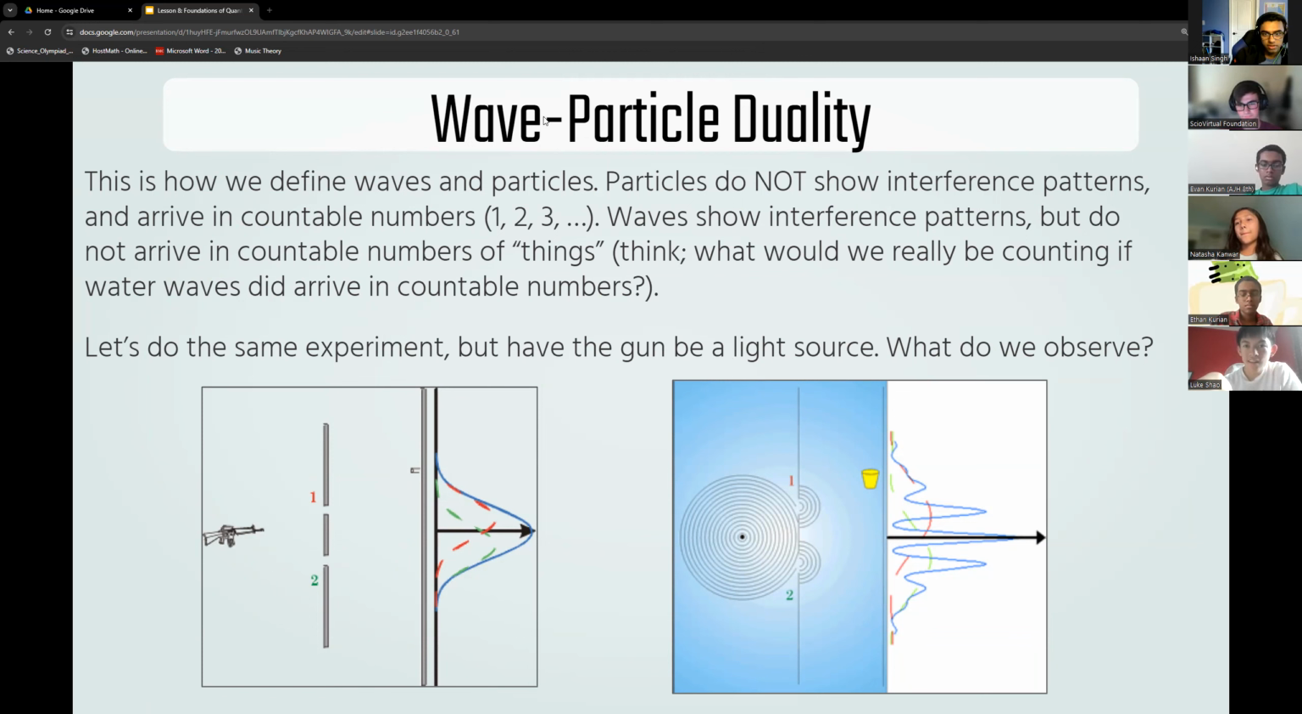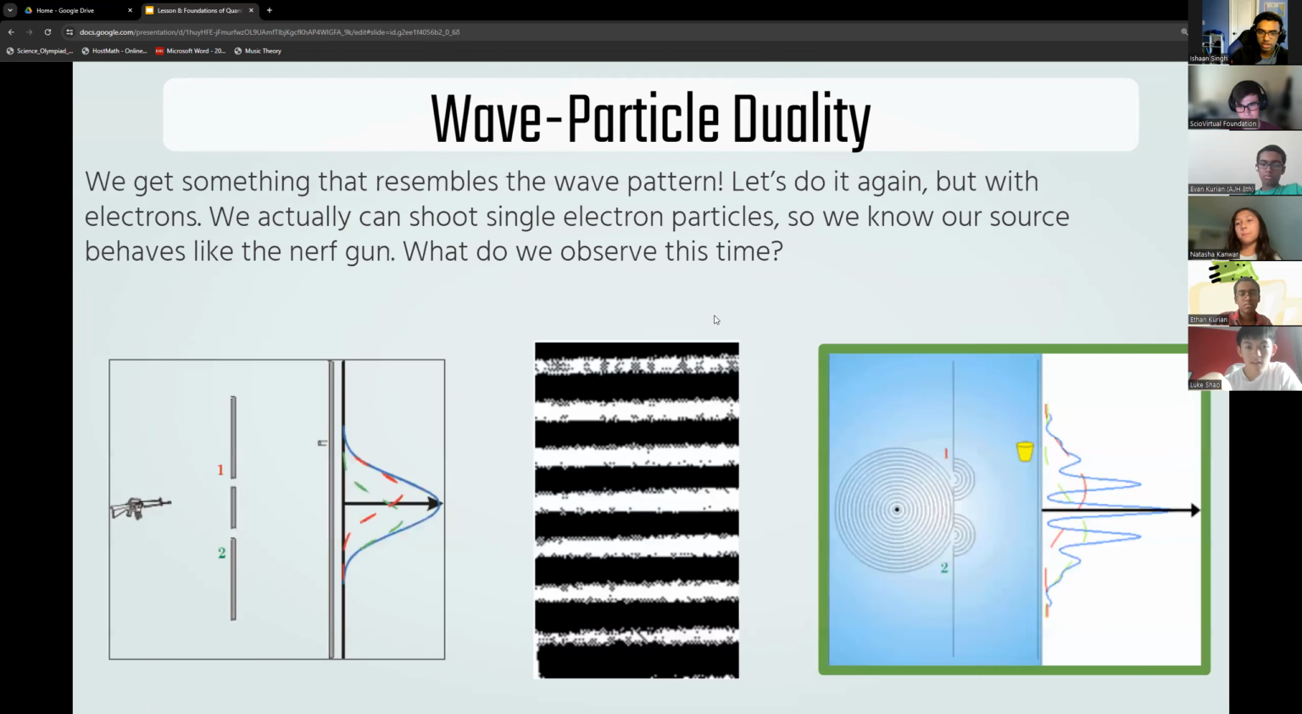So when it comes to light, and we're assuming a primitive technology here, we're going to see the wave perspective, and it resembles the wave pattern. It's not exactly the wave pattern because in reality, there are a countable number of lights arriving. Photons are the particles of light, and we're counting those photons to end up with what looks like the wave pattern, but actually comes from a countable number of things. So it is both.